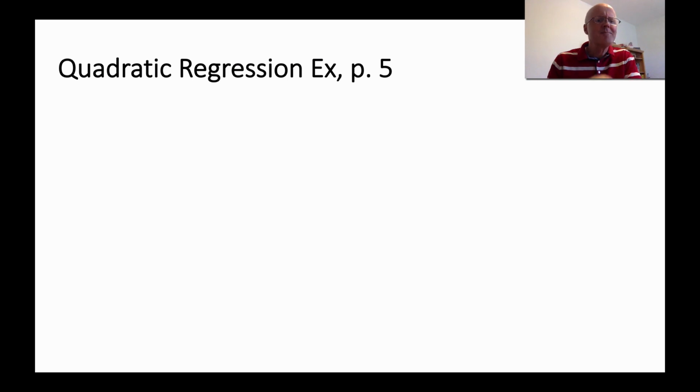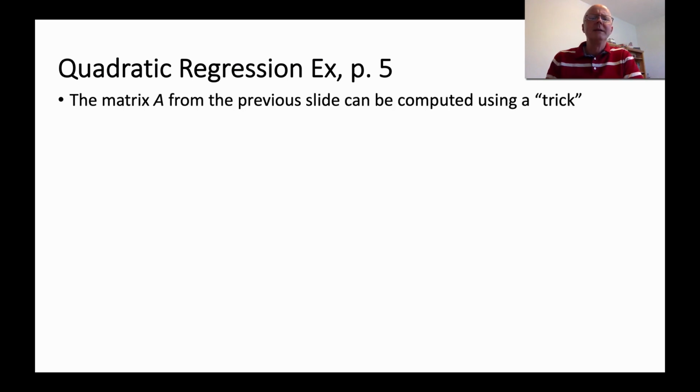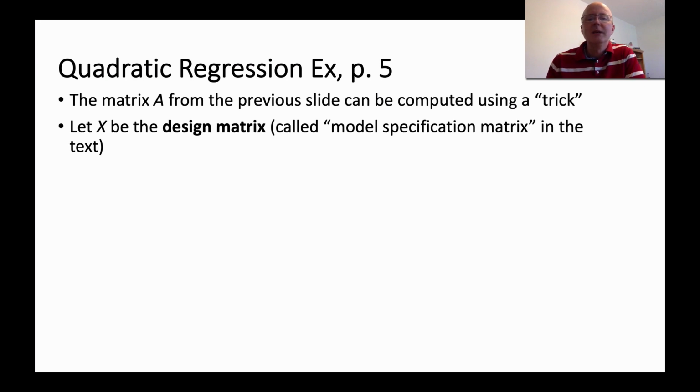Just 2 more slides, I think, here. Continuing example, the quadratic example. This is, for my students especially, the most important slide, actually. The matrix A from the previous slide can be computed using a trick. And this trick has some reasoning behind it, which we'll talk about in a future lecture. You can let capital X be something called a design matrix. In our book, it's also called the model specification matrix. But I'm just going to typically call it design matrix.